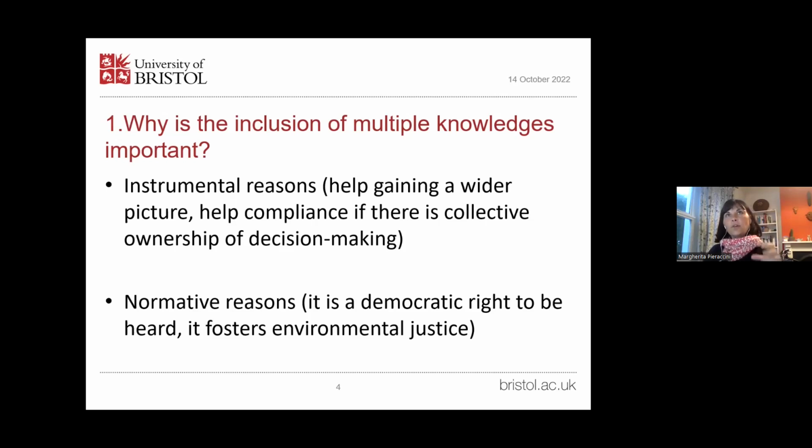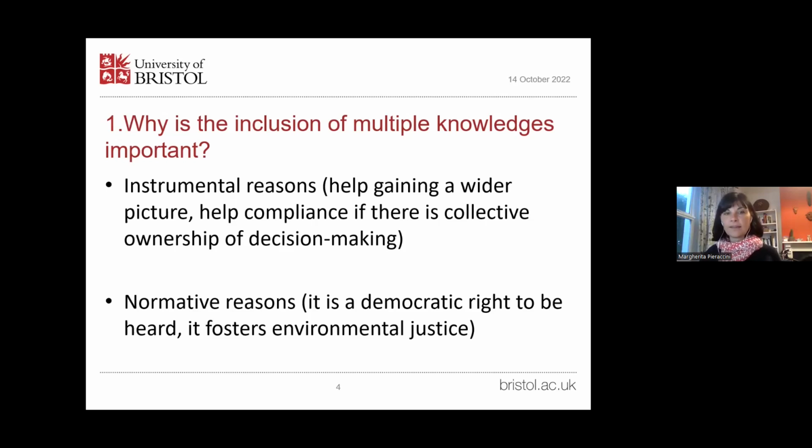So this is if we're looking at it from an instrumental perspective, but we can also answer this question from a more normative perspective. That is, independently of the type of knowledge that these different epistemic communities are offering, it is still important for them to participate in the decision making, because it is a democratic right to be heard, okay? Because it fosters what we can call procedural environmental justice, i.e. really the right to be included independently of whether your ideas are good or bad ideas, okay? So these are two very different reasons, and sometimes they are brought together when it is justified why we need the inclusion of these different knowledges. At other times they are kept separate.